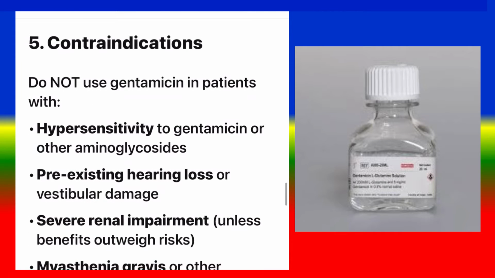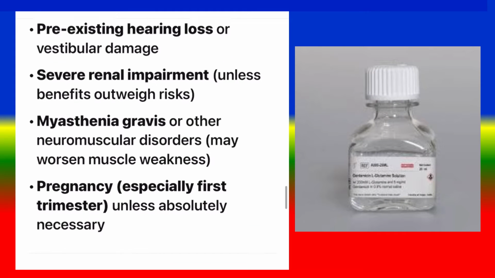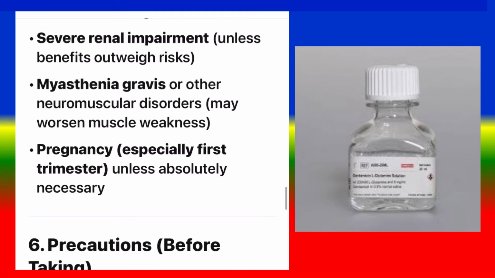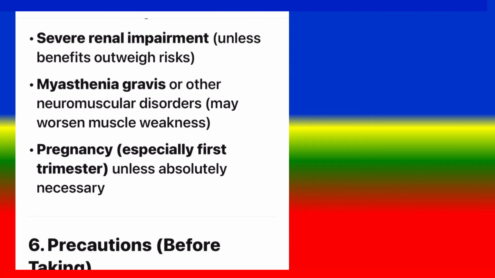5. Contraindications. Do not use gentamicin in patients with hypersensitivity to gentamicin or other aminoglycosides, pre-existing hearing loss or vestibular damage, severe renal impairment unless benefits outweigh risks, myasthenia gravis or other neuromuscular disorders, which may worsen muscle weakness, or pregnancy, especially first trimester, unless absolutely necessary.